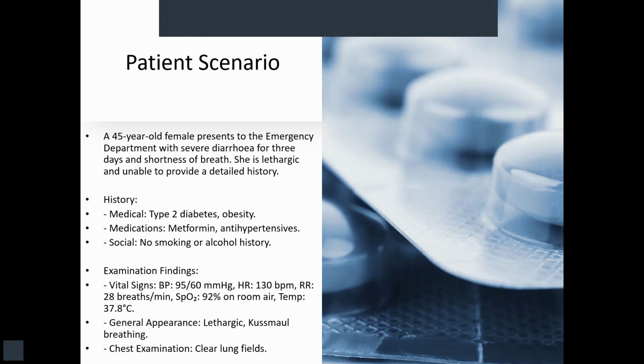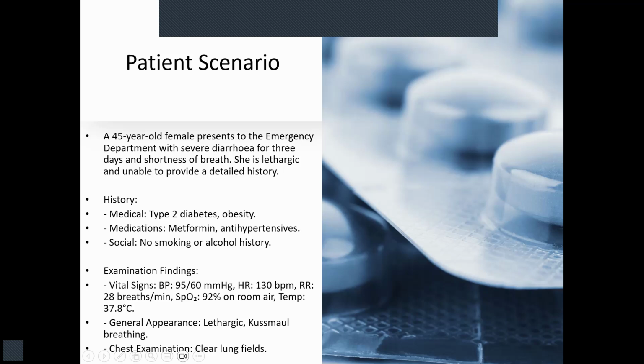So what are our examination findings? We have quite a low BP. The patient is obviously going into hypovolemic shock, with a high heart rate and low systolic. If you work out your shock index, it will probably show a high probability of shock. The respiratory rate is quite high, sats are a bit low on room air but not drastic, and her temperature is relatively okay, maybe tending towards a bit high. The general appearance is somebody who's lethargic with Kussmaul breathing, and the chest examination has clear lung fields.